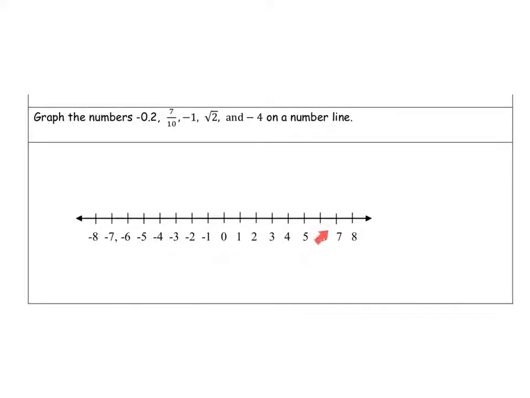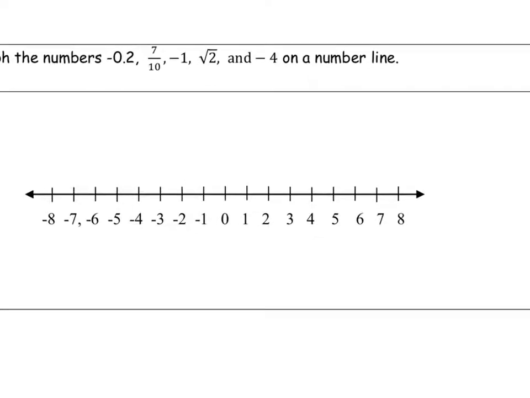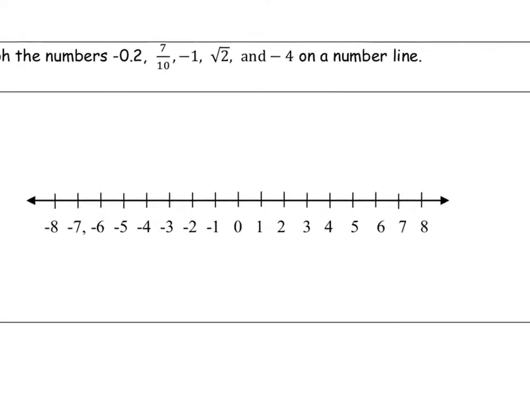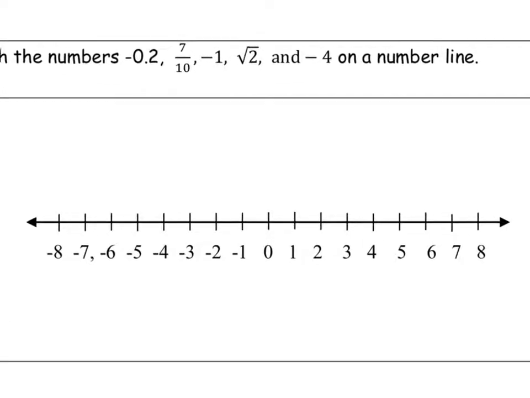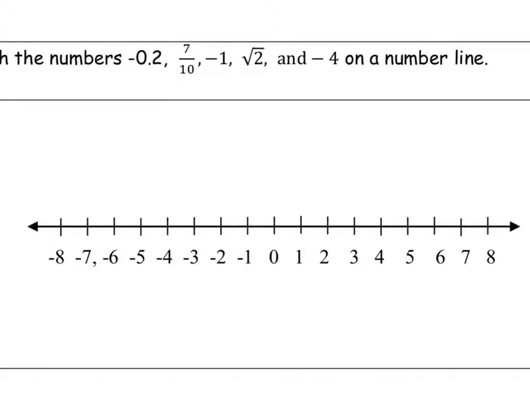So let's take a look at how that's going to work on a number line. So below we have the number line from negative 8 to positive 8, and we have the numbers negative 0 and 2/10, 7/10, negative 1, the square root of 2, and negative 4. So let's do the easy ones first. Let's do negative 1, and negative 1 is right here, and negative 4, and negative 4 is right here.